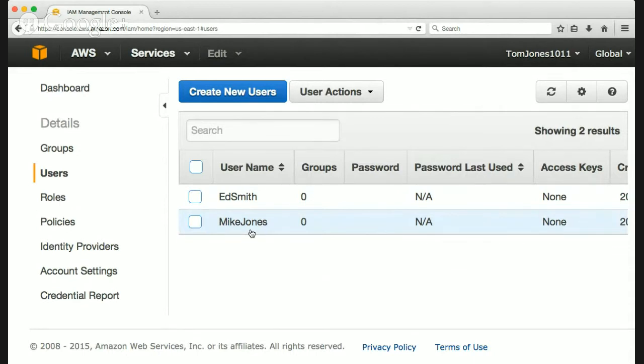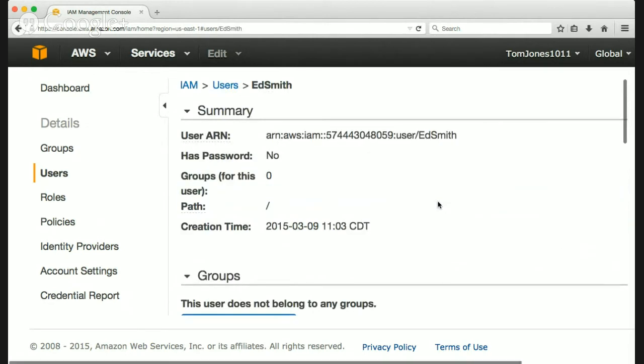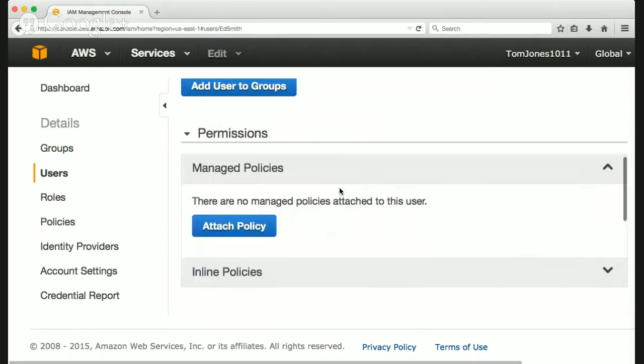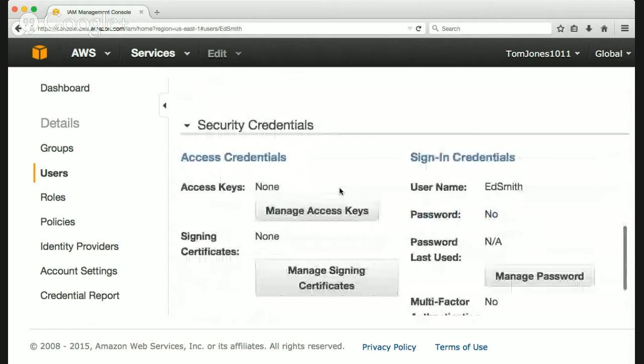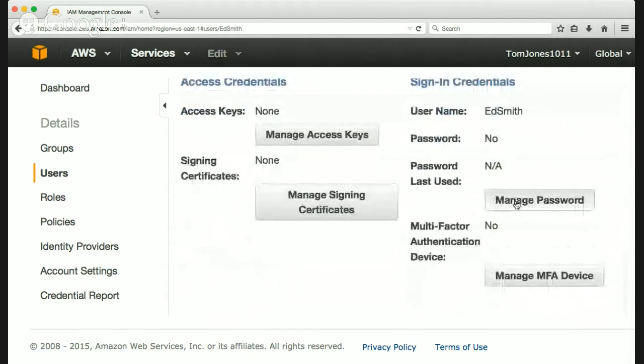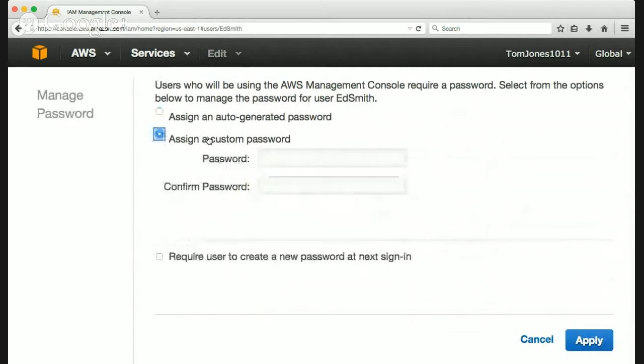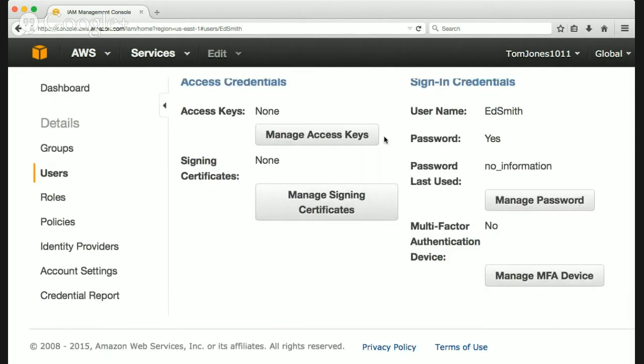You can't do it quite yet. So what I need to do is edit these users. Okay. So you can see up on top here, I click on Ed Smith. Right? And right now, Ed Smith has no password. So I'm going to manage the password for Ed Smith. I'm going to assign a custom password. If I recall, the password is EDSMITH12. All right. Again, like in other classes, I would fail miserably at creating passwords. I apply this, and so now Ed Smith has a password.